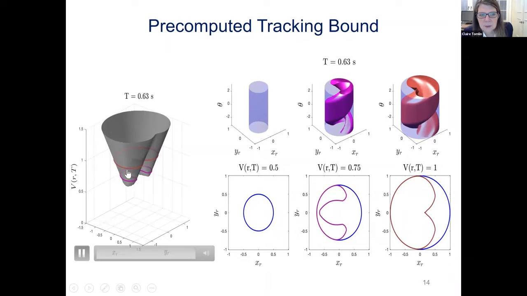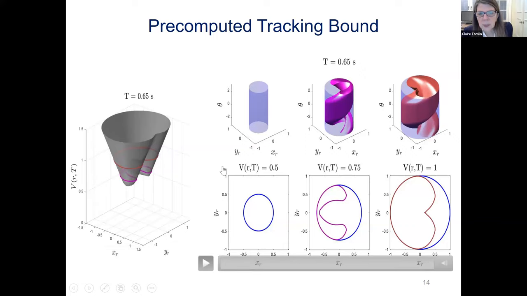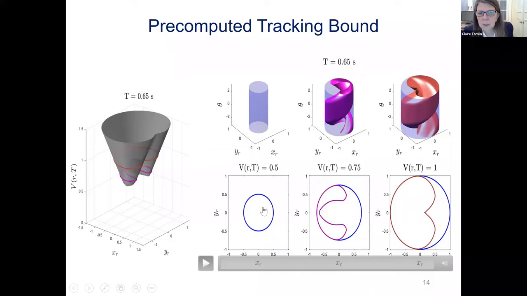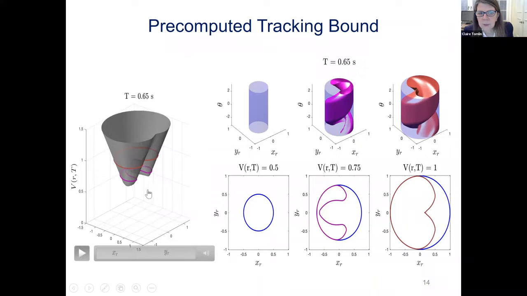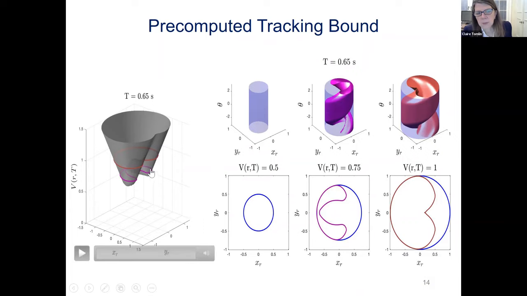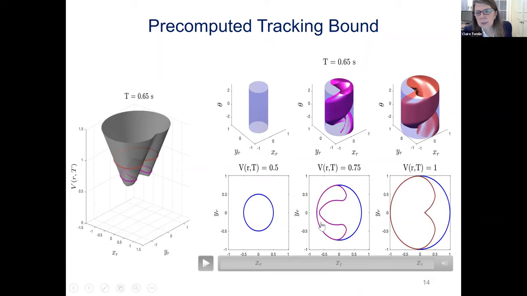And what this means, as this computation converges here, is that if you'd like the tracking model to stay 0.5 meters away from the planning model, you can't. There's no subset of that smaller 0.5 meter disk which stays controlled invariant. But as you increase your bound to say 0.75 or 1 meter, there is actually some volume in that reachable set.